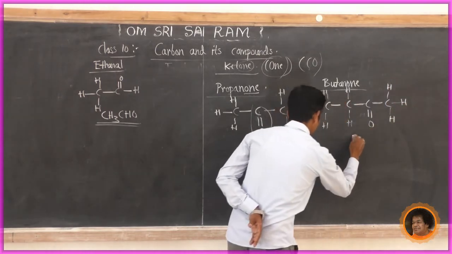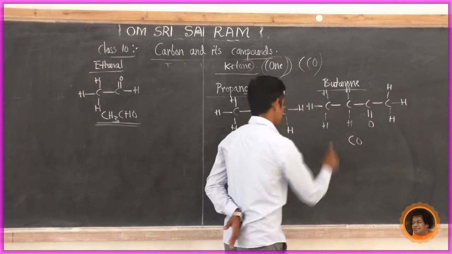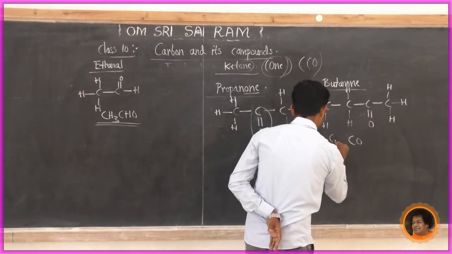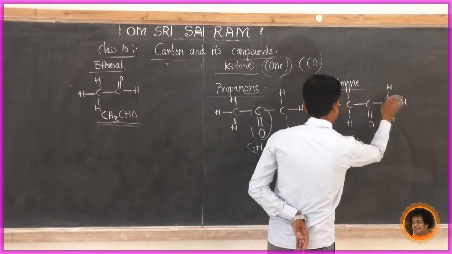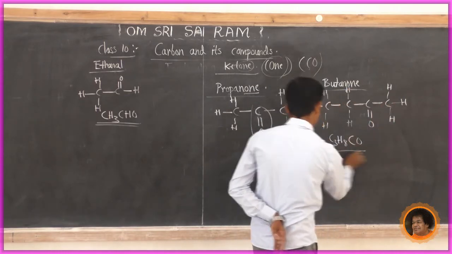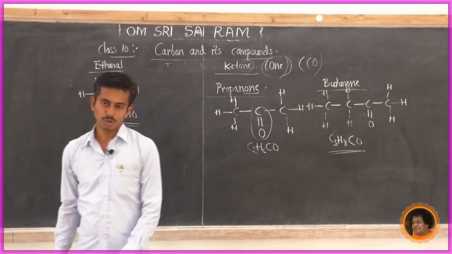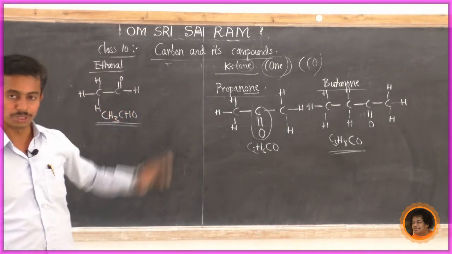Now write the molecular formula. Write CO first. Then how many carbons are left? C3. How many hydrogens? 3, 5 and 8. So C3H8CO is the molecular formula of butanone.